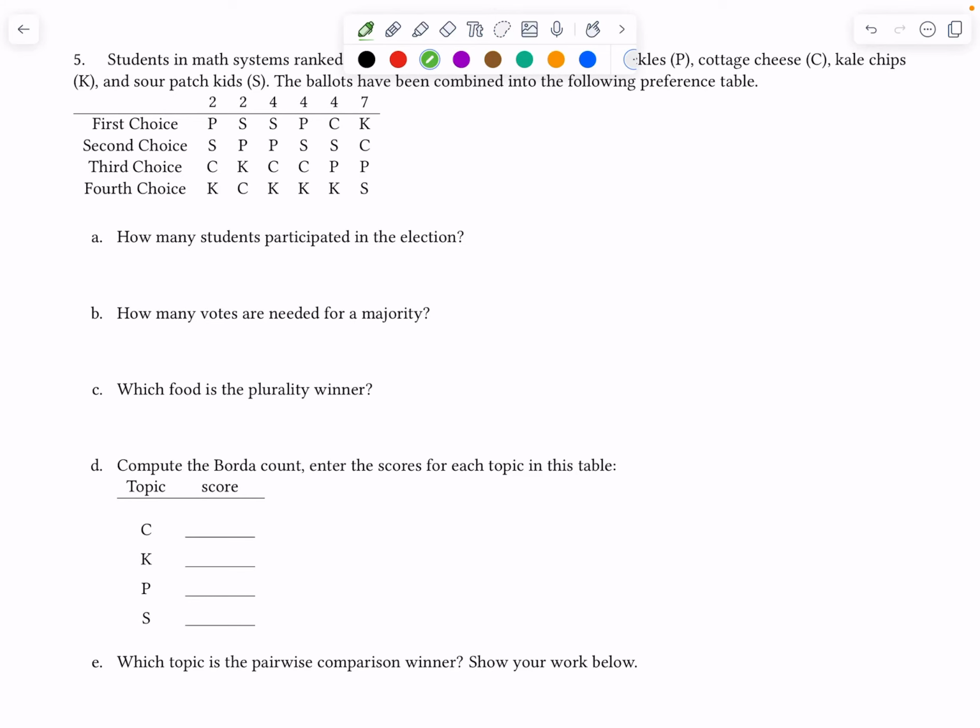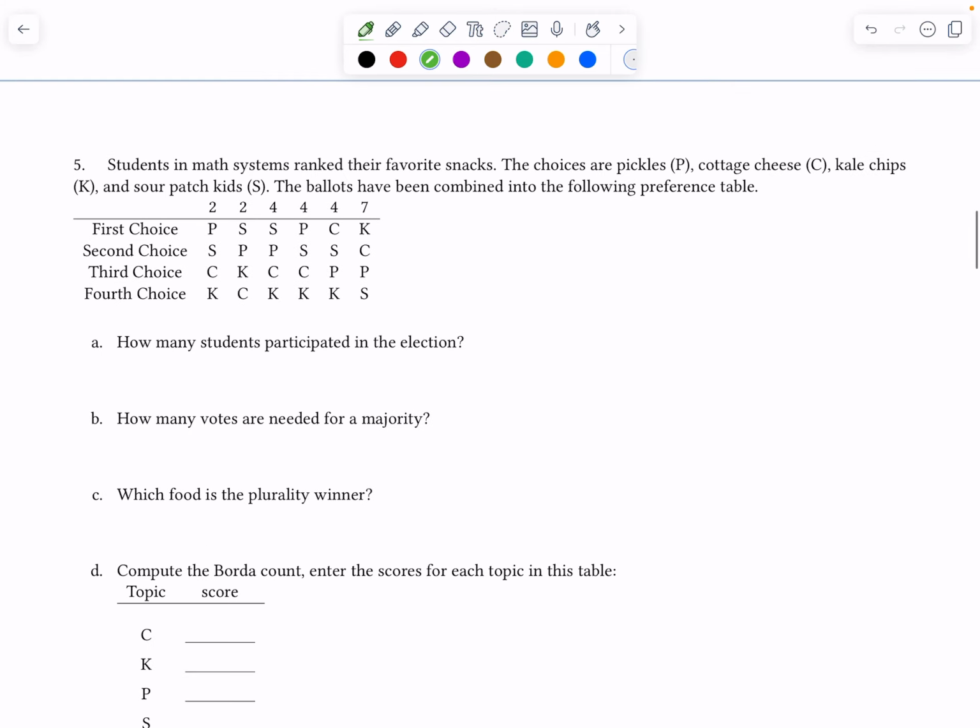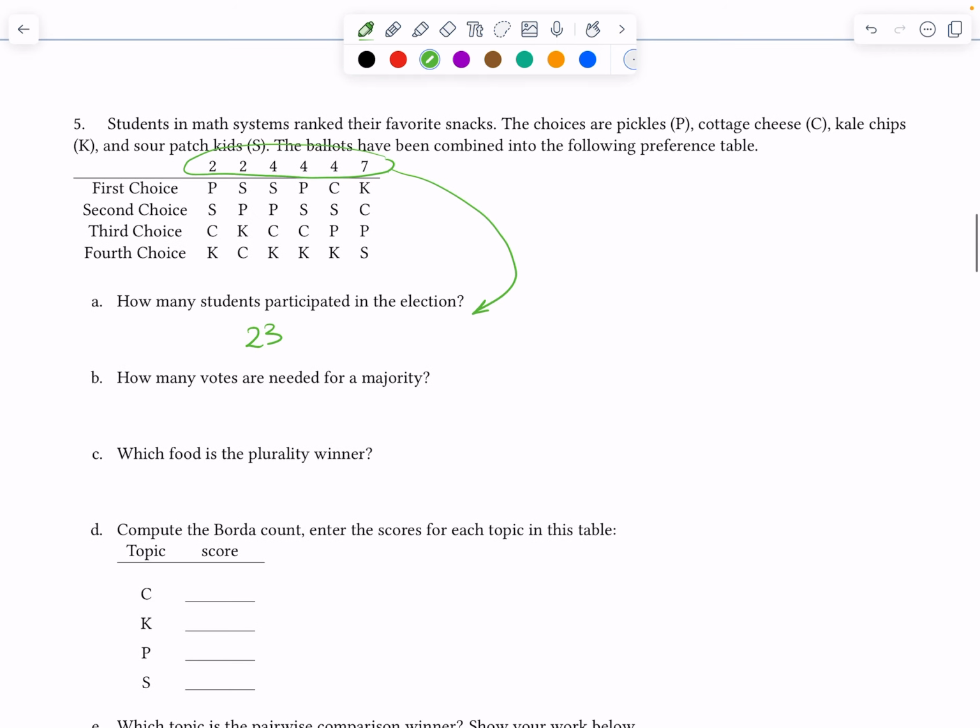Okay, let's go ahead and do this voting situation. How many students participated in this election? It's just going to be the total of all of those things. So 2 plus 2 plus 4 plus 4 plus 4 plus 7, I think that works out to 23. Let me just double check. 15, 17, 19, 23. Yep, 23.